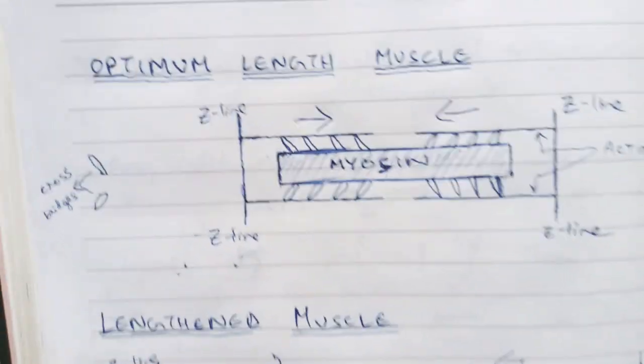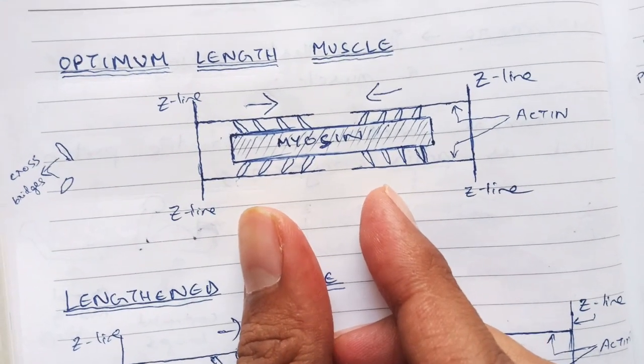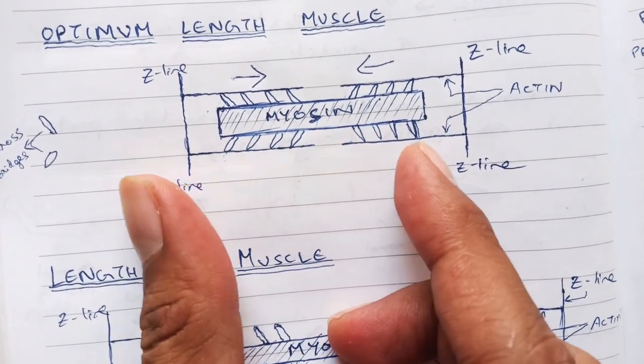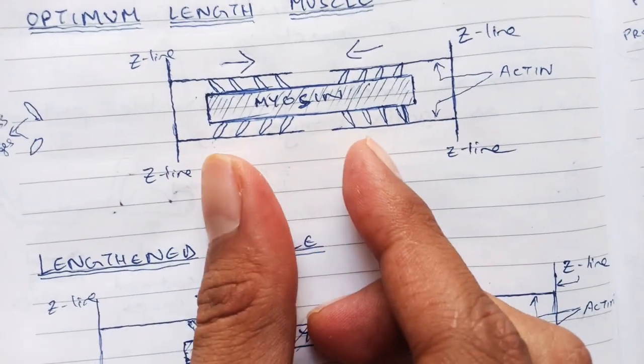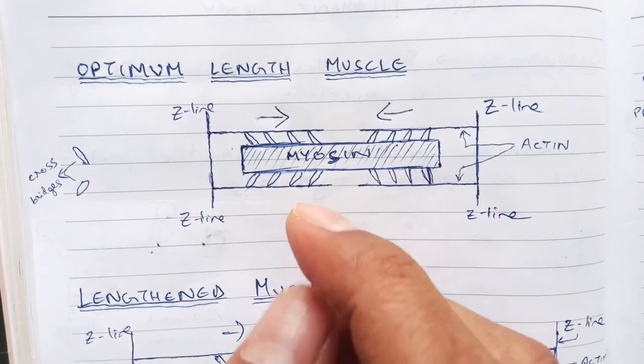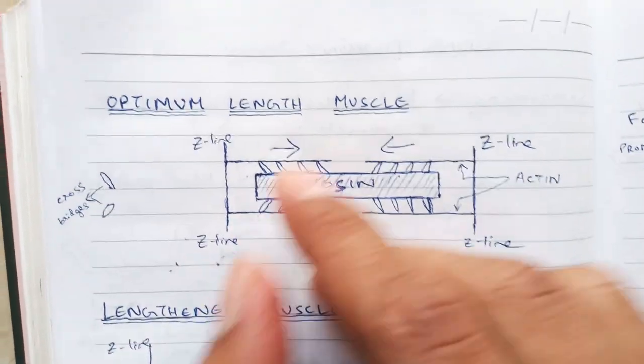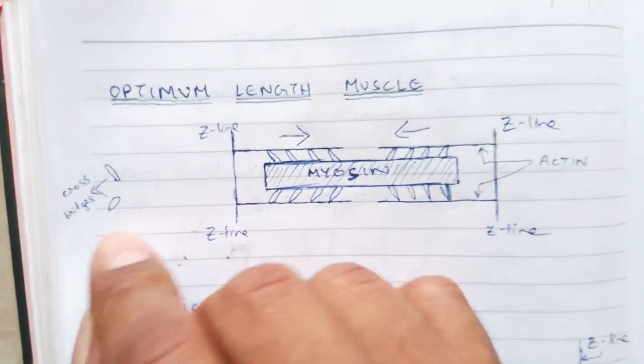Just imagine. So these Z lines are going to come close like this, just as you would contract your biceps, flex your biceps. These Z lines come close to each other, and the force of that contraction is going to be very high. It's going to be huge because so many heads are touching the actin filament over here. So these heads are called cross bridges.